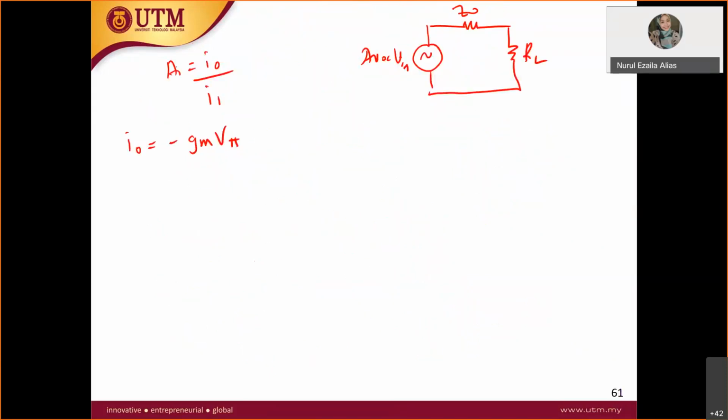How about the I in? For the I in, we will draw the same thing like the previous one. We will do the current divider rule.